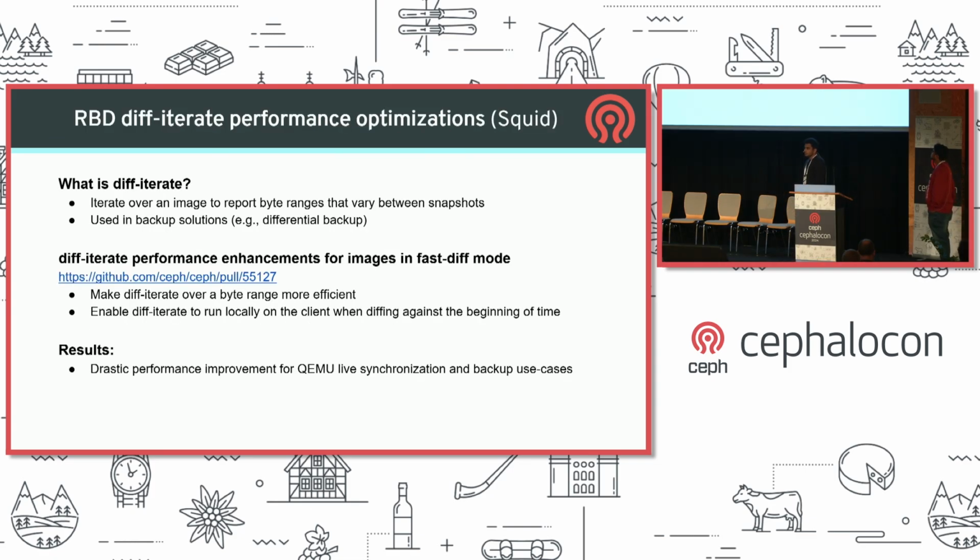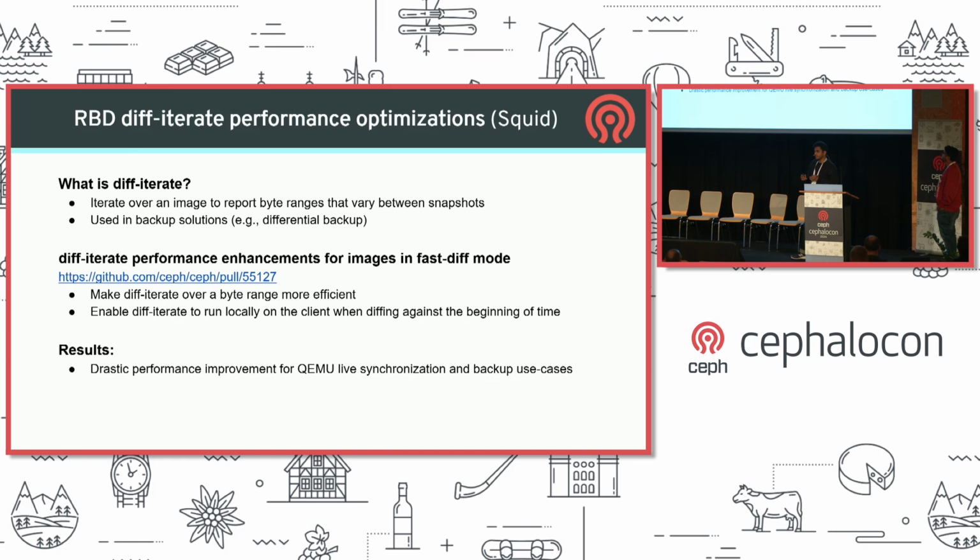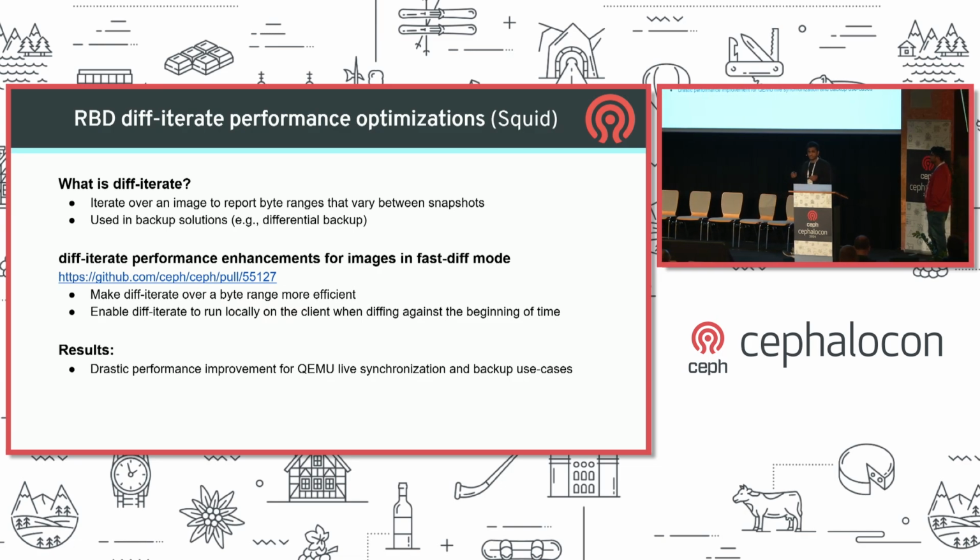So a year or two ago, a community user reported that when using the QEMU RBD driver, backup of large RBD images took quite some time. It actually regressed for him. On investigating, we discovered the diff-iterate API used by the QEMU RBD driver wasn't performant. The diff-iterate API in RBD is basically used to iterate over an image and report byte ranges that differ between snapshots. And so we made performance enhancements to this diff-iterate API.